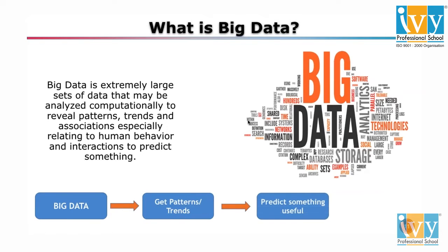So what is big data? It's an extremely large set of data. If I give you an example, you go to a supermarket and buy toothpaste every 2 months, right? The supermarket, like Big Bazaar, notes down that this person is buying toothpaste every 2 months, notes down this pattern of the customer, and then they can give some discount on that toothpaste to make their customers happy. This is one of the examples. So big data is a large set of data that is analyzed, you get the patterns and trends of the customers, and then finally you predict something useful out of it.